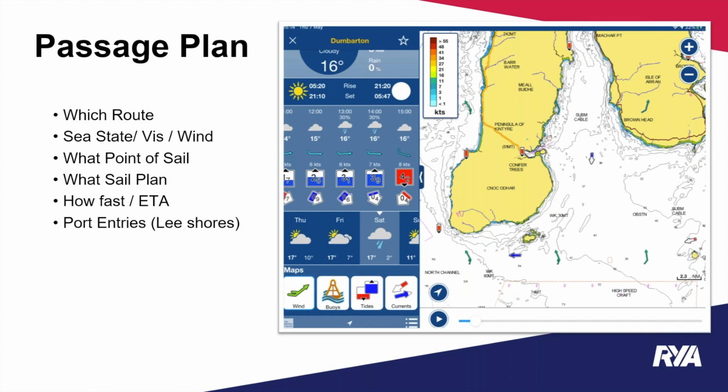Port entries, one that people tend to forget when I'm doing Yachtmaster exams and I'm asking them about where might you go if things aren't going to plan. Have a think about choosing appropriate places so that you don't end up trying to get into a harbour that's got breaking waves at the entrance. In fact, it might even have closed its storm gates and you're not allowed in. So please look at where you are choosing to end up, and try and avoid those lee shores where at all possible.